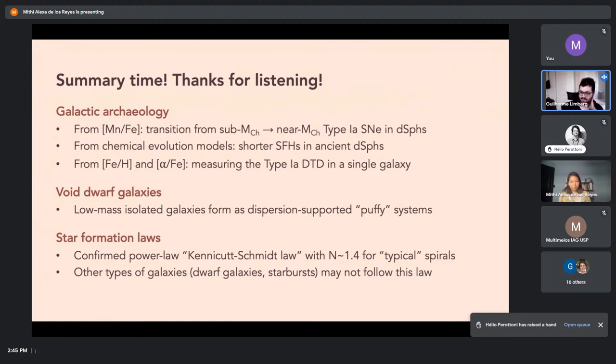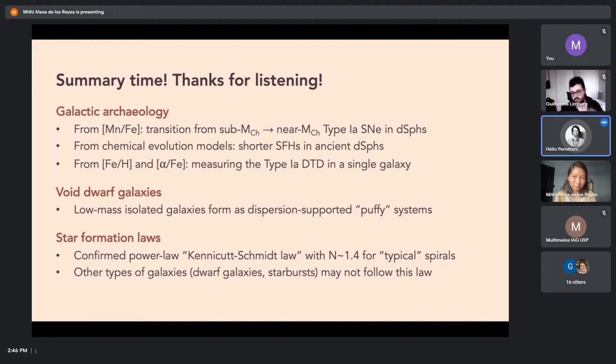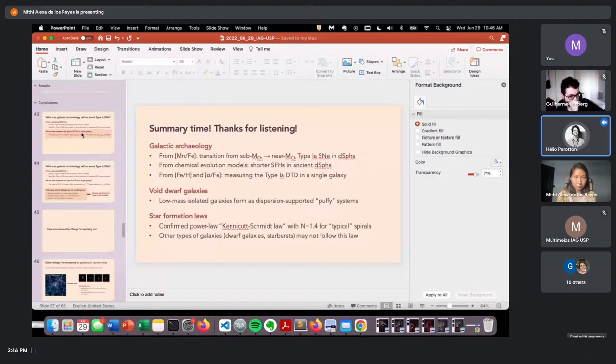Go ahead, Helio. I think I have three questions, but maybe they are correlated. First, thank you for your presentation. It was really nice. I'm mostly an observational astronomer, so my questions are more going in this direction. First, I wanted to understand if you could apply your method, where you model the star formation history, to the recently discovered ancient structures in the Milky Way or to the stellar streams that we have in the Milky Way.